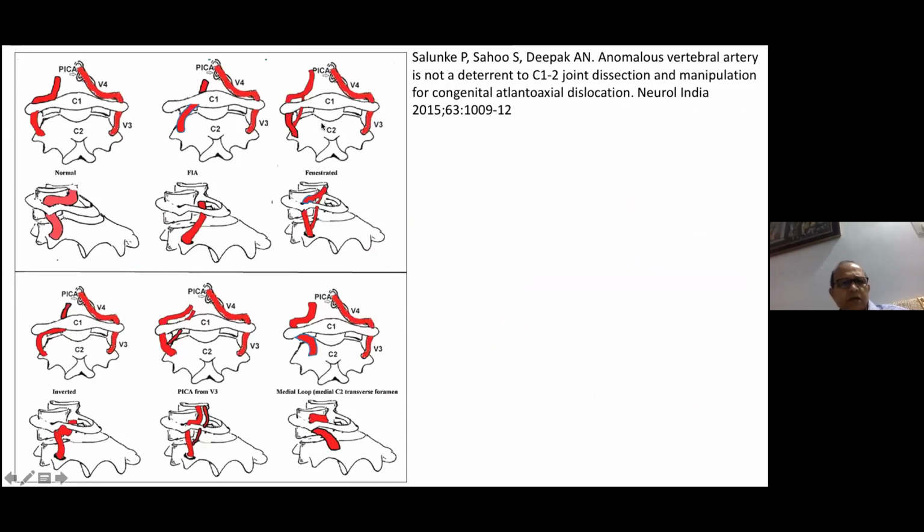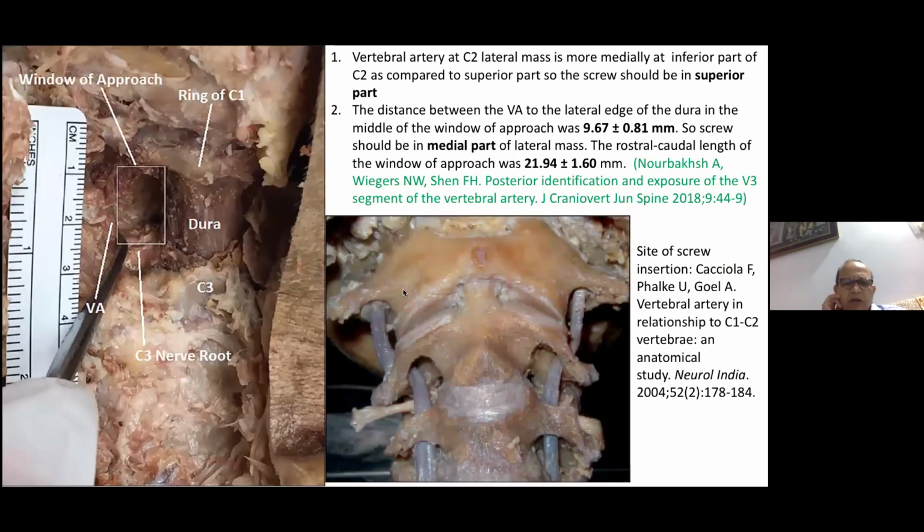So these you should know. The other important aspect for a surgeon: the anatomy is the best guide. If you know anatomy and if you study the anatomy from other authors, it has been described that in the majority of cases there is a safe window medial to the vertebral artery. They have seen what was the distance of the vertebral artery from the lateral margin of the dura.